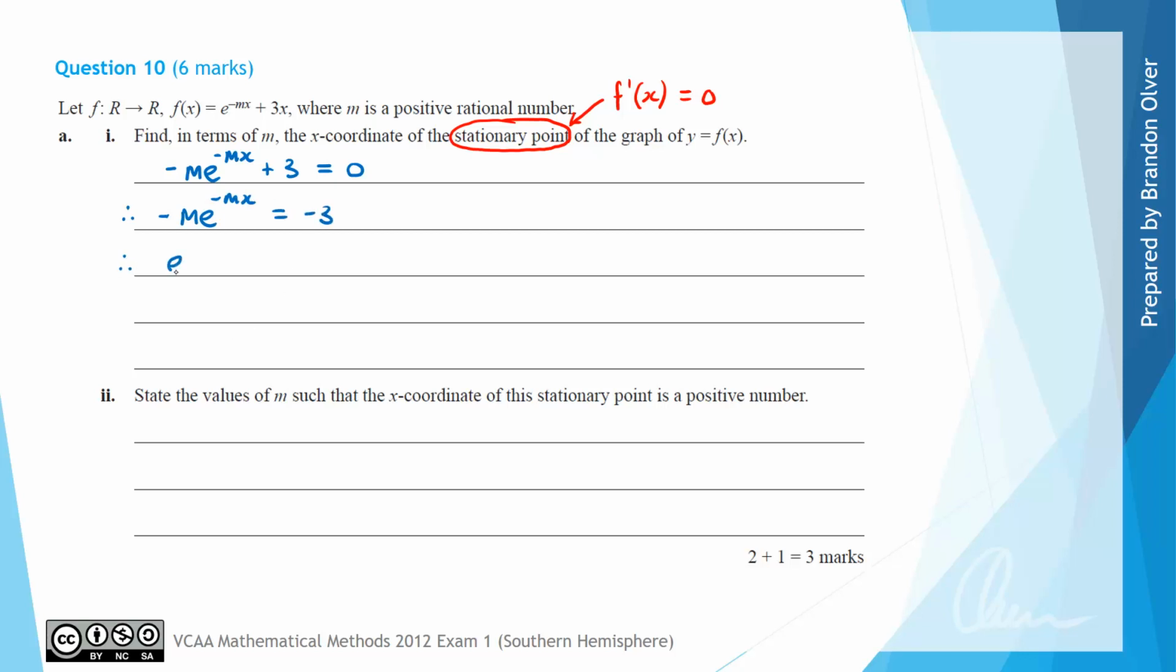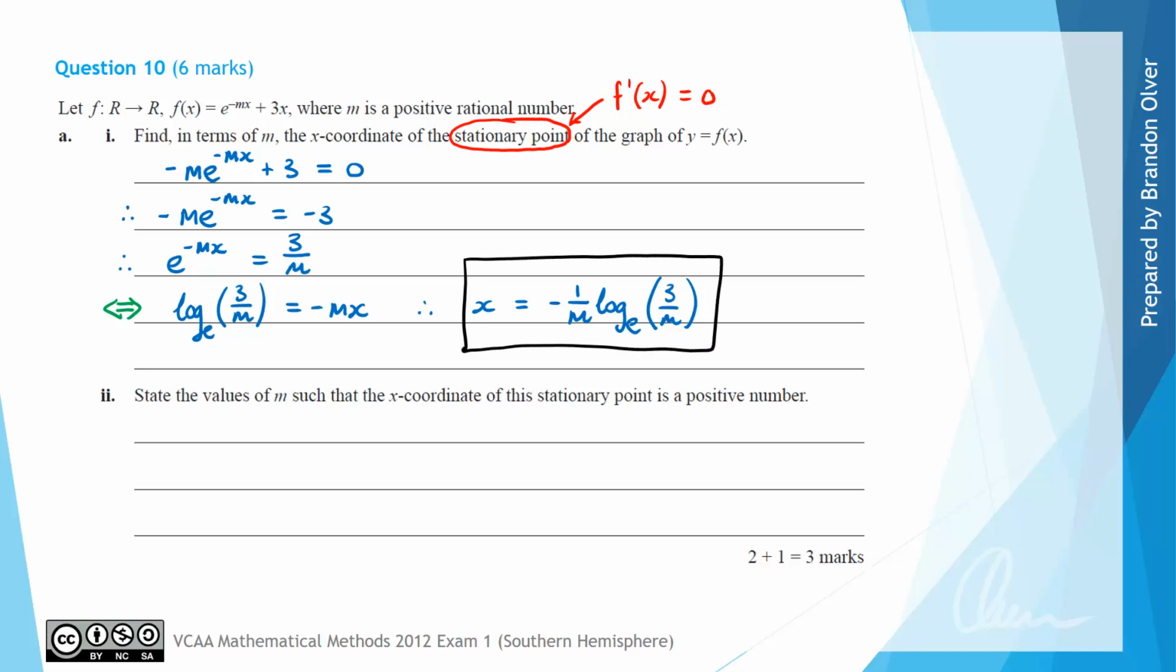And then we would have e to the power of negative mx is equal to negative 3 on negative m, which is 3 on m. Now to solve for x, we need to put this in an equivalent log form. So the base of the log is going to be e, so we have log e of 3 on m is equal to negative mx. Therefore, x is going to equal negative 1 on m times log e of 3 over m. So that is the answer to part 1 of part A.